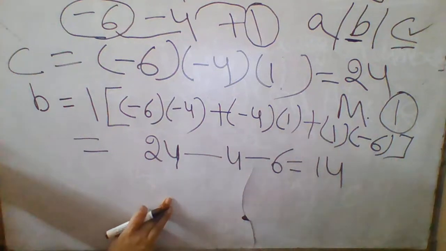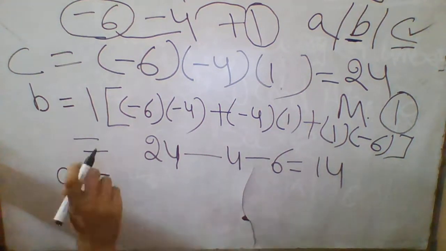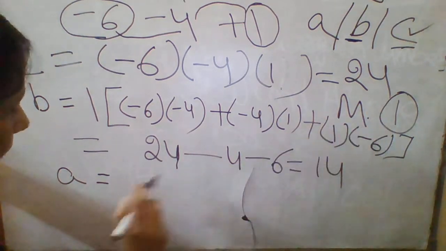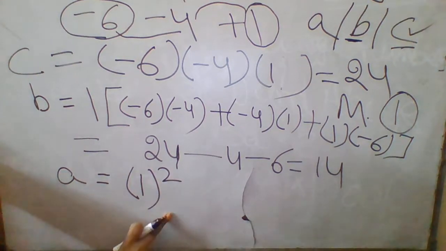And now you have to find out the value of a. A is equal to, what is a? What is your multiplier? I told you 1 is your multiplier. Write down the square of your multiplier here. Okay. A is your 1. So you write down the square of your multiplier.